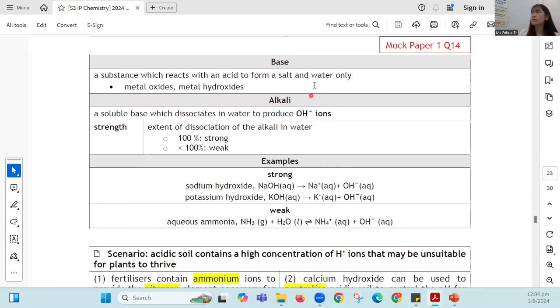So you need to know the difference between base versus alkali. How do you know that something is a base? A base is always a metal with oxygen or a metal with hydroxide, which is OH. That would be a base.